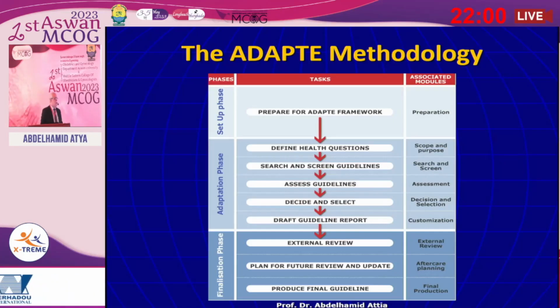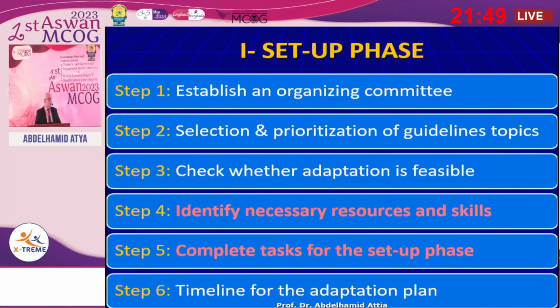This is the adaptation process. We have three phases: the setup phase, the adaptation phase, and the finalization phase. The setup phase is very simple. Establish an organizing committee. These are the people who are motivated to adapt the guidelines. They will be the organizing committee. Then select and prioritize the guideline topic. Which topic do you want to work on? Preeclampsia, diabetes with pregnancy, endometriosis, whatever topic you choose to find guidelines to adapt.